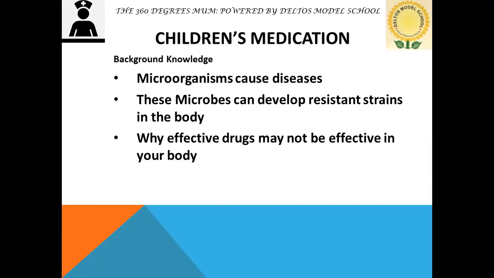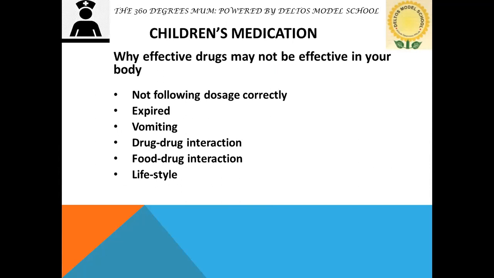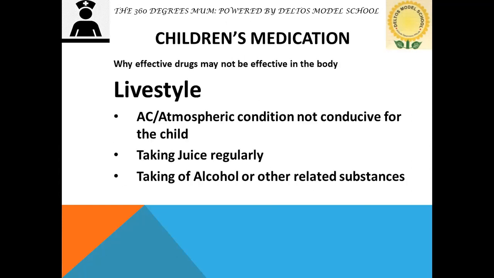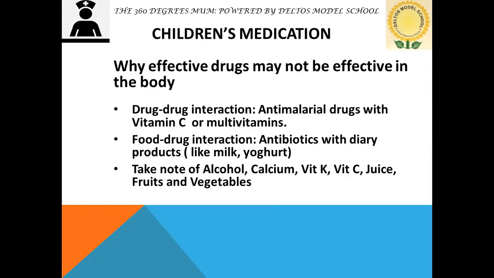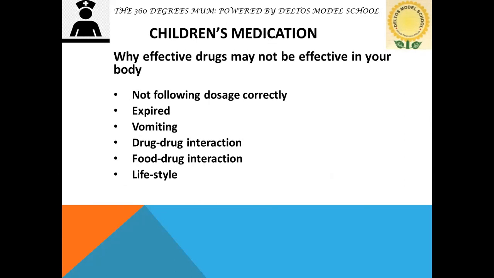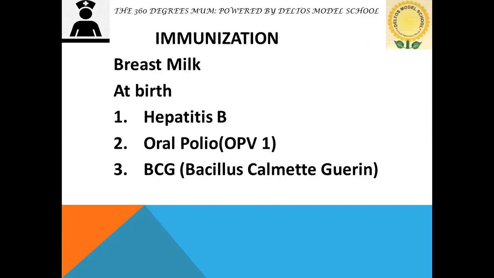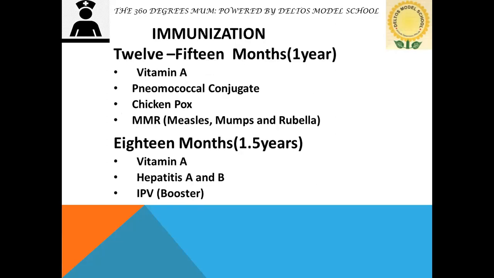Now we understand that microorganisms are the ones that cause disease, and they are the microorganisms you want to kill. You don't want the microorganism to be resistant to the drug. You have to be careful about the lifestyle. You have to be careful about drug-drug interaction, about food-drug interaction. Ensure the drug is not expired. Ensure you give the right dose, and then you immunize your child.